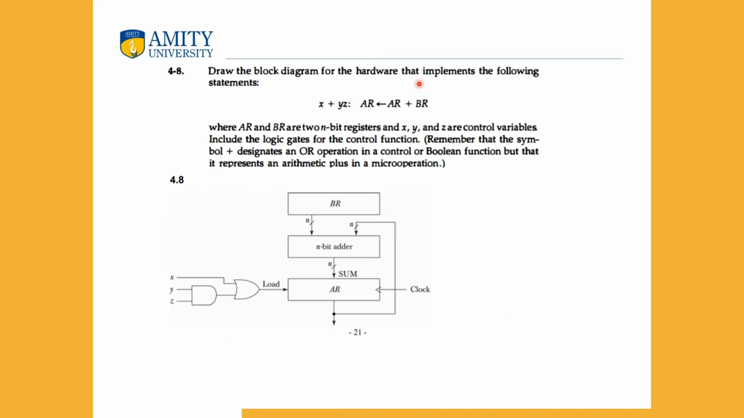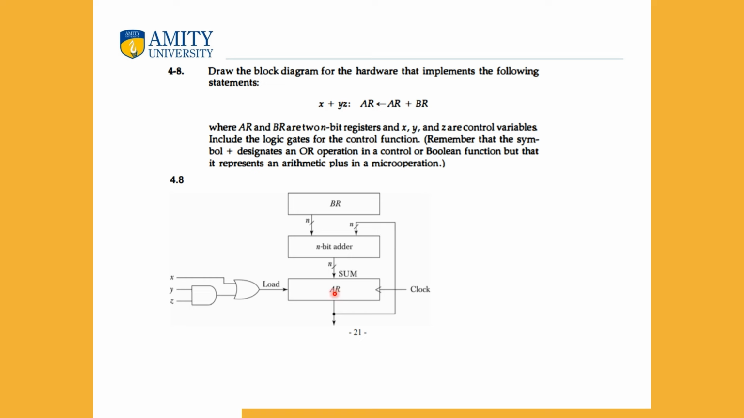Draw the block diagram for the hardware that implements the following statements. X plus YZ is the condition, and we have AR plus BR stored back into AR. So update the value of AR by adding BR to AR, where AR and BR are n-bit registers and X, Y and Z are control variables. So we have to include the logic gates and the control function. The remember point tells us that the plus symbol denotes an OR operation in the control, while in the memory it is the arithmetic plus. So we need to make sure to see which symbol is being used.